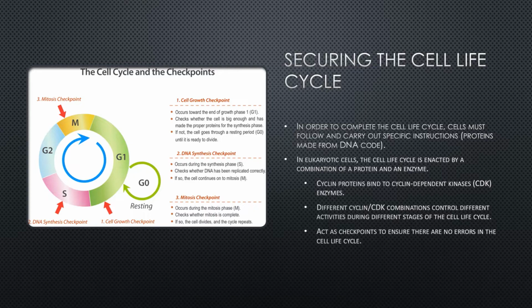The image on the left is the life cycle of the cell, and during this life cycle of the cell, there are a series of checkpoints that happen to make sure everything is okay. How those checkpoints work is that there are cyclin proteins that bind to cyclin-dependent kinases, or CDK enzymes. Different combinations of cyclin protein and CDK enzymes send different signals and messages to say, hey, at this checkpoint, we can move forward, or hey, we cannot move forward. Something's wrong.